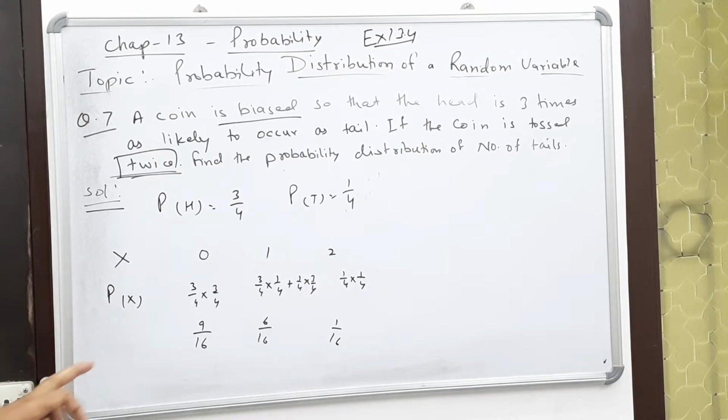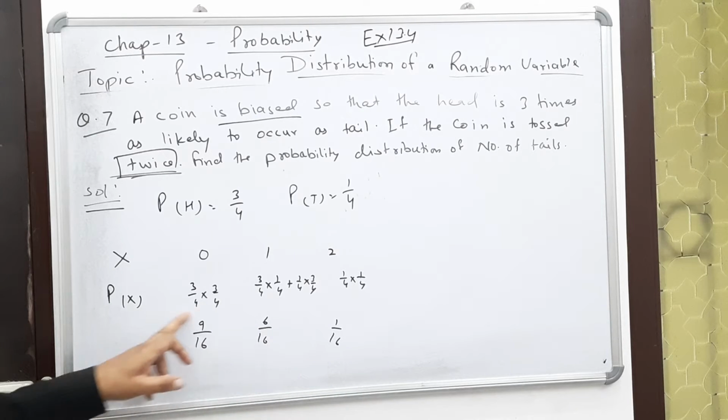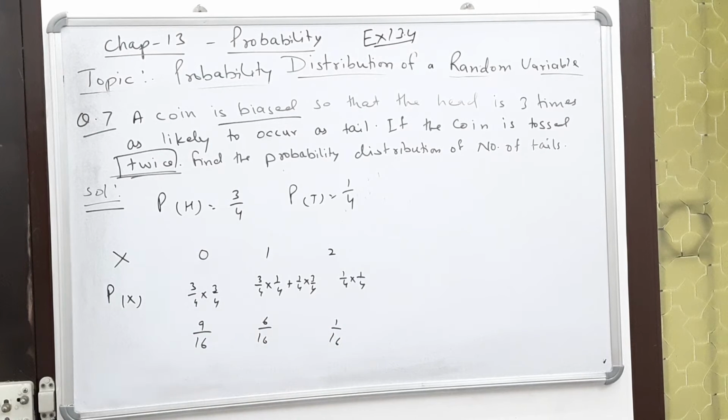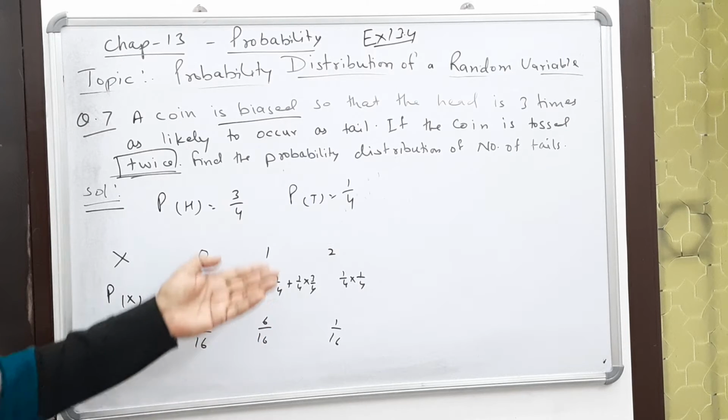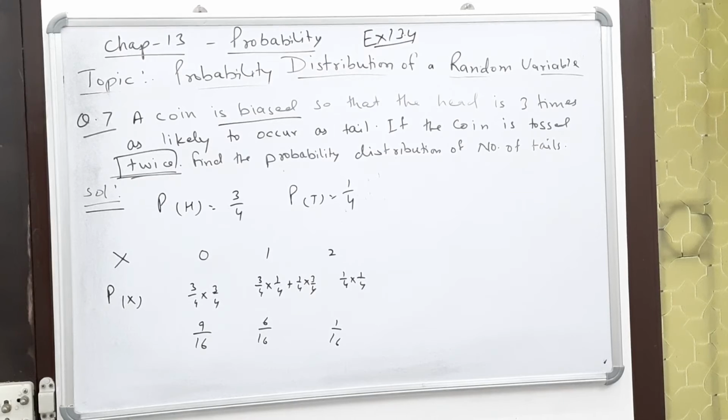So what is the answer here? 9 by 16, 6 by 16 and 1 by 16. And if you see the total, then the total is 1. So it is again a random variable and it is the probability distribution of the random variable. This is the problem based on a biased coin. Generally, for a coin the probability of head is 1 by 2 and of tail is 1 by 2, but here it is different.